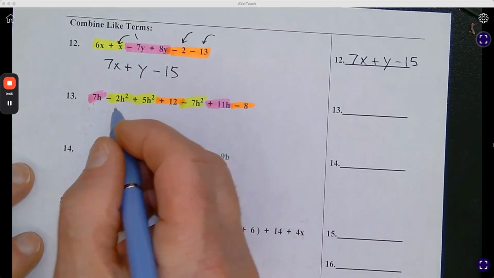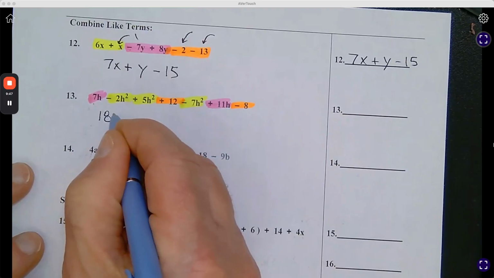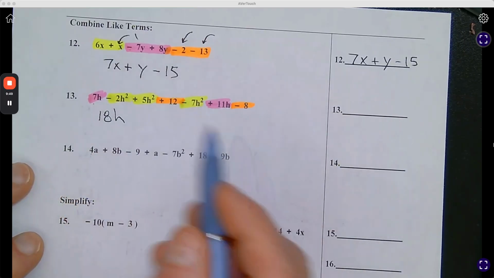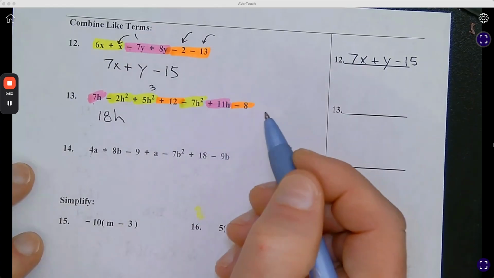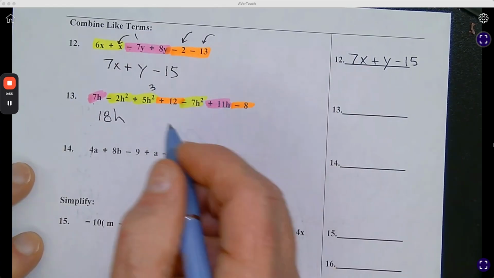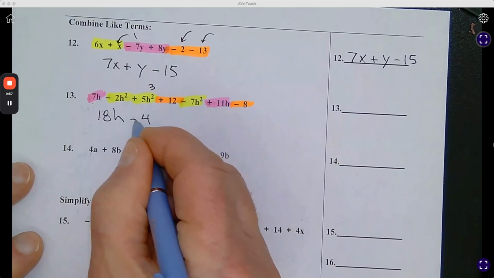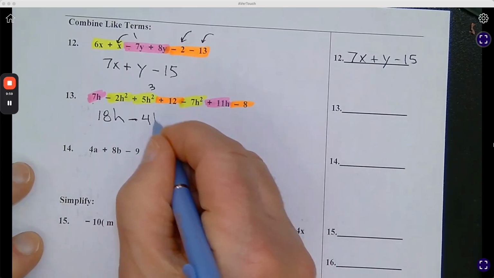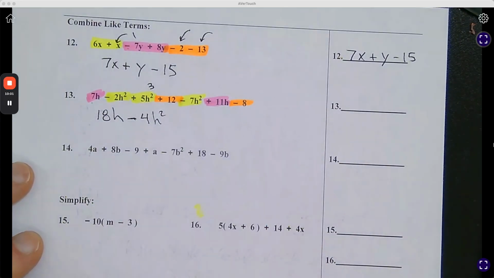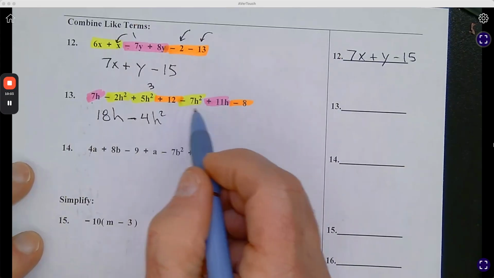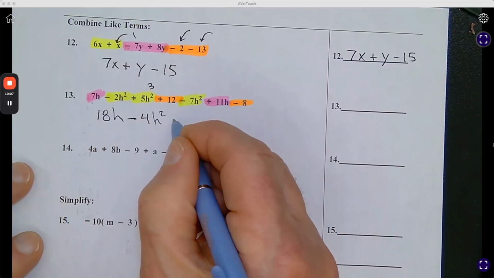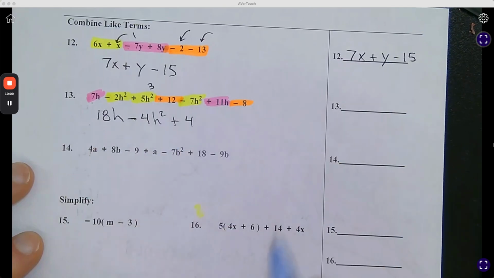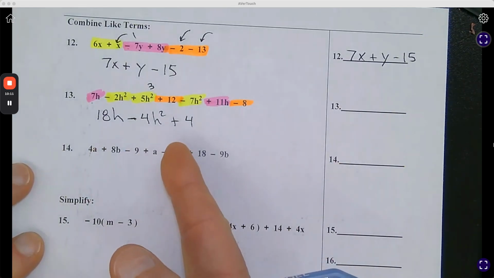7 and 11 is 18. And category, H. Negative 2 plus 5 is 3. 3 minus 7 is negative 4. Category, h squared. Now I have my constants. 12 minus 8. I think you know what that is. What's 12 minus 8? 4. Very good.